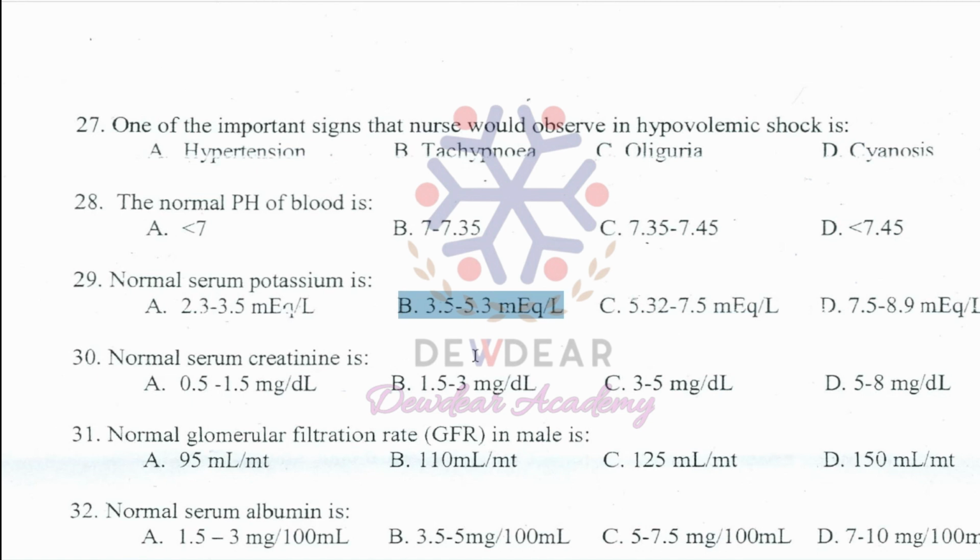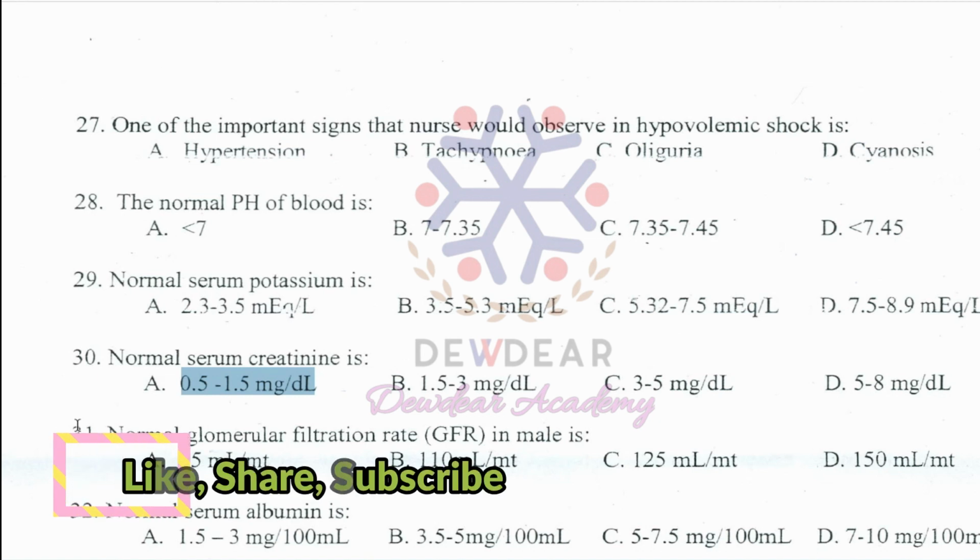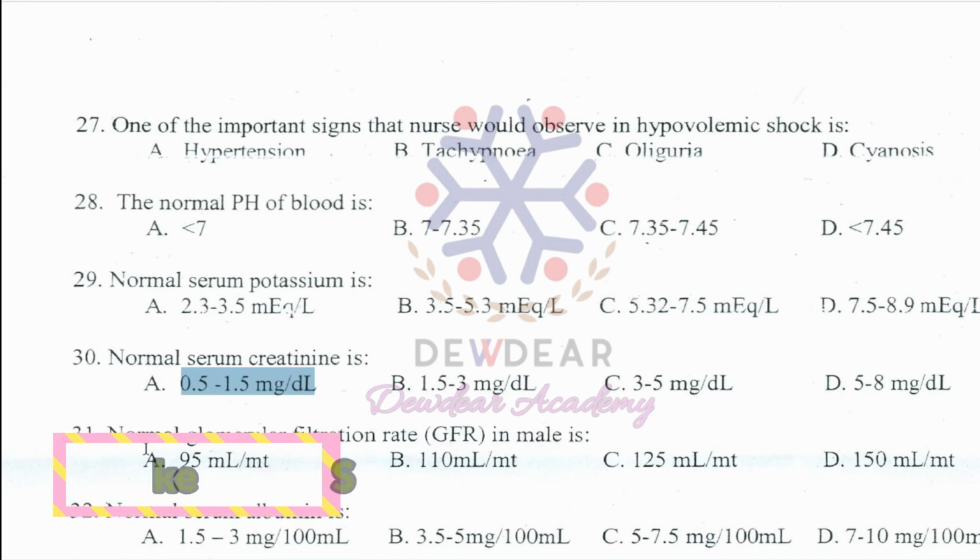Then question number 30. Normal serum creatinine is 0.5 to 1.5 milligram per deciliter, 1.5 to 3 milligram per deciliter, 3 to 5 milligram per deciliter, 5 to 8 milligram per deciliter. The correct answer is option A, 0.5 to 1.5 milligram per deciliter, the normal serum creatinine level.